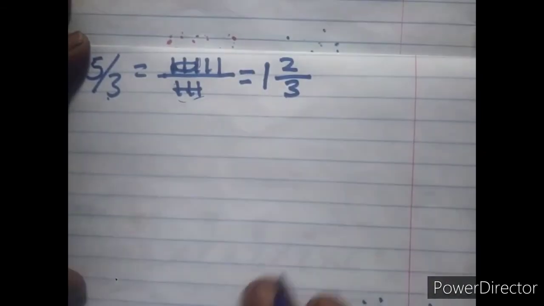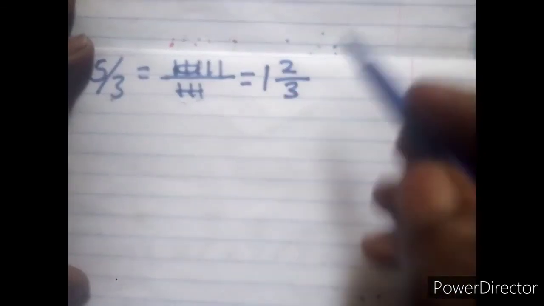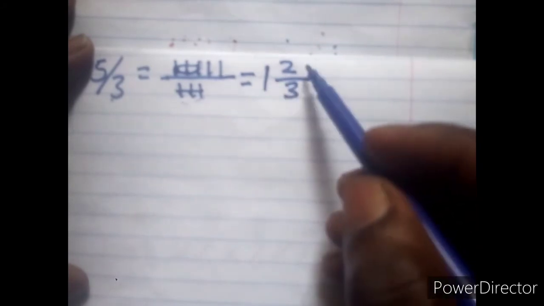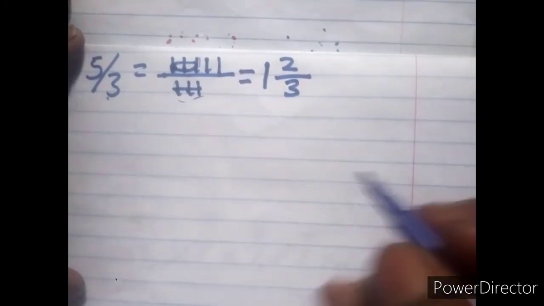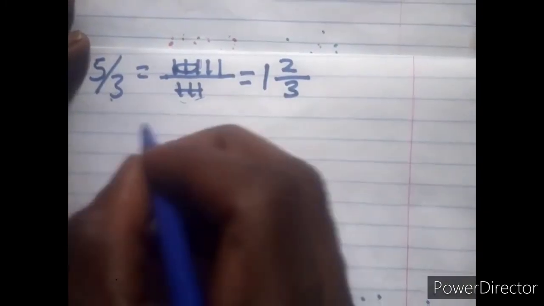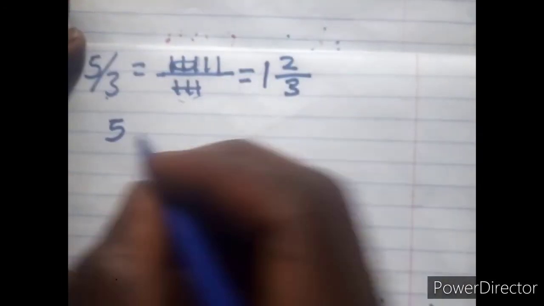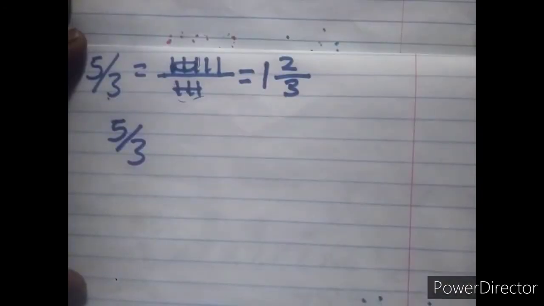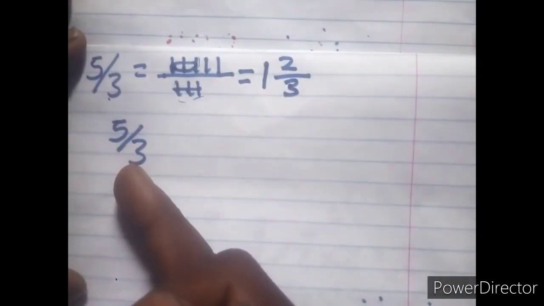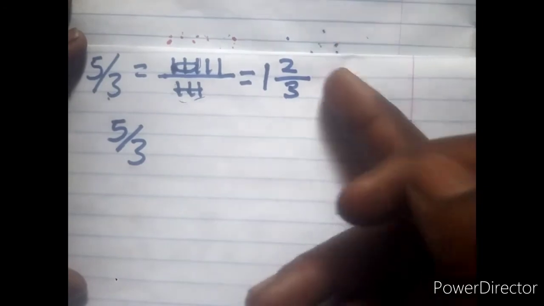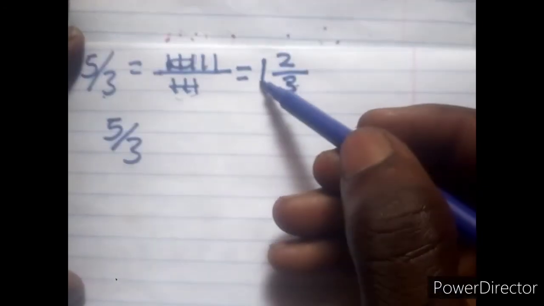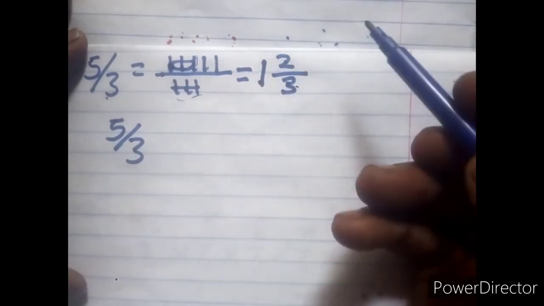It's very simple. To get this, just multiply. 3 times 1 is 3, plus 2 is 5. So you have 3 times 1, 3, plus 2, 5. So you have 5. Bring this 3 down over what? 3. It's very simple. Here we converted it back to improper fraction. This is a mixed fraction. Converting a mixed fraction back to improper fraction, you do it this way. 3 times 1, 3, plus 2, you have 5.